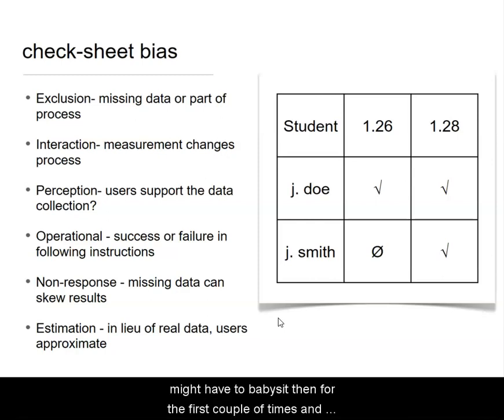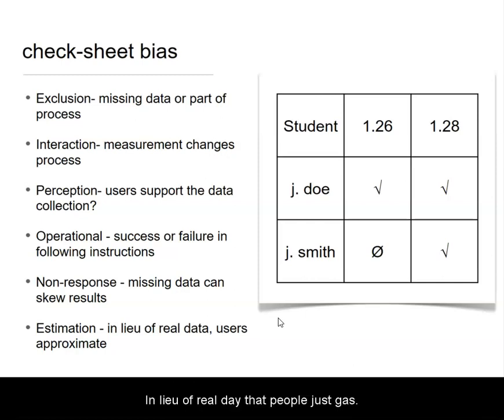So you might have to babysit them for the first couple of times in using the check sheet, which I'll show you in a minute, which we had to do. And then non-response: dismissing data can skew results. If you're missing the data that you're supposed to collect, you can actually make the process worse, because you'd be going after defects that are not necessarily what's causing the problem. And then approximation or estimation: in lieu of real data, people just guess.